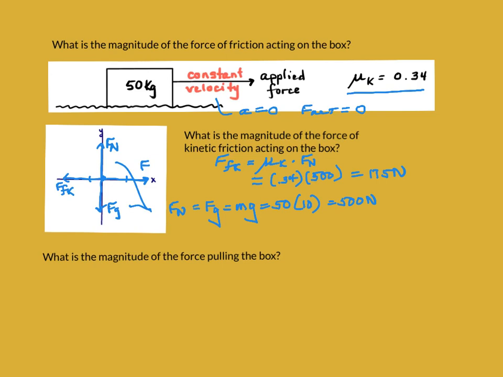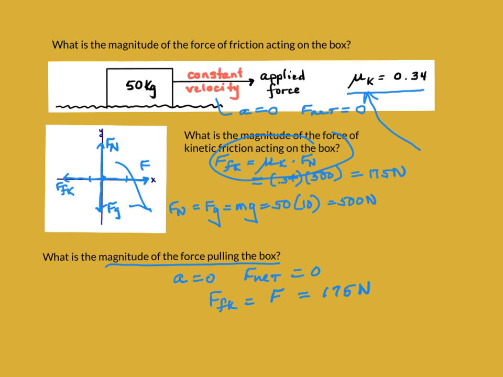So what is the magnitude of the force pulling on the box? Well, we just said that the acceleration was 0 and the net force was 0. Therefore, the force of kinetic friction was equal to the force of that pull. Therefore, it also is 175 newtons. So we'll do some problem solving using these kinds of formulas and the coefficients of kinetic and static friction.